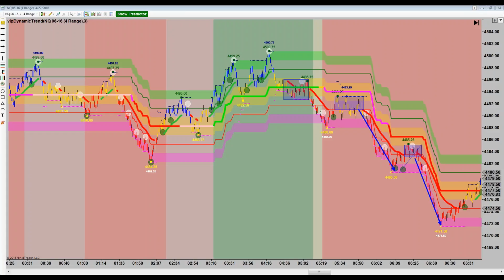So if you didn't have a bias, and most of you didn't, you actually got filled long on this bar right here. One of these bars, depending on how you drew this box, using Object Trader, one of these bars filled you long.